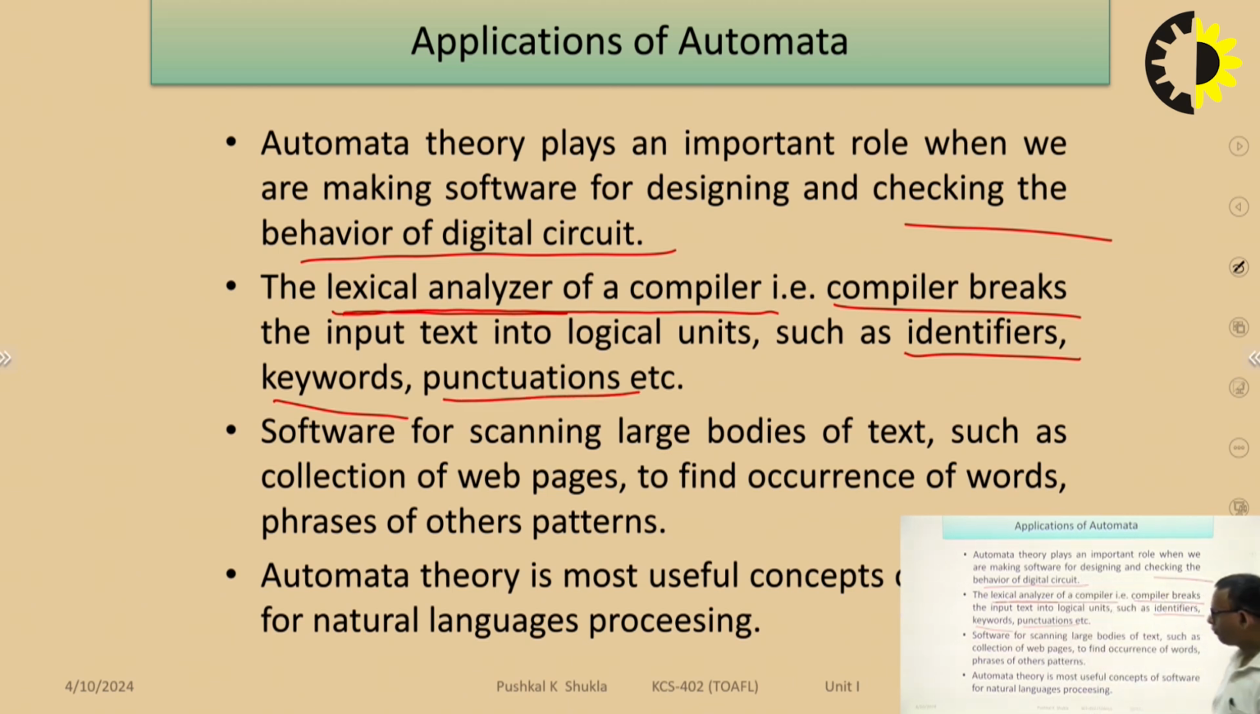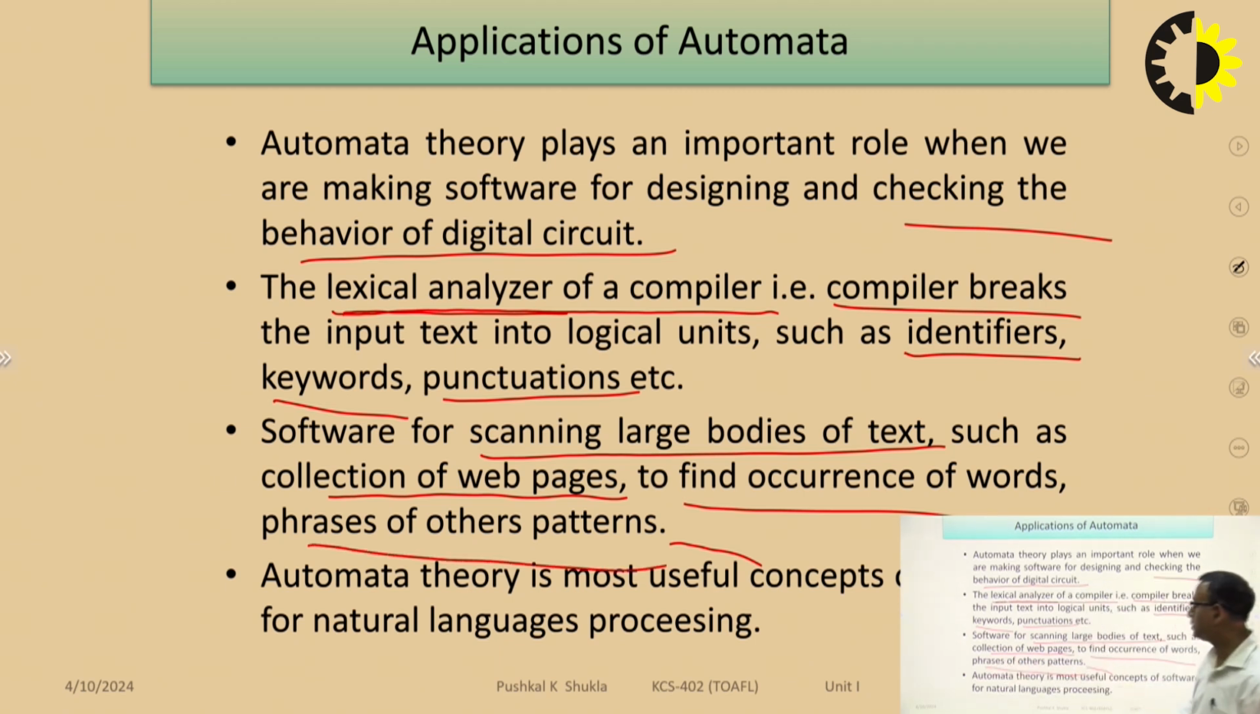Third application, we see software for scanning large bodies of text, such as a collection of web pages, to find occurrences of words, phrases, or other patterns. And the fourth application is the most useful concept: software for natural language processing. So these are the application areas of automata.